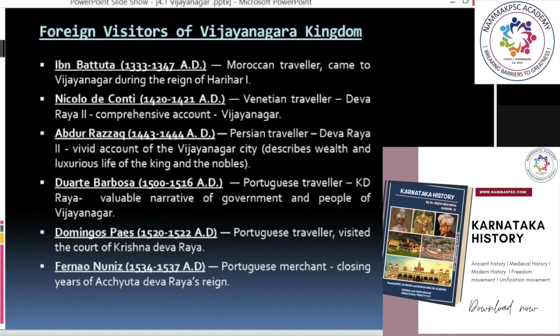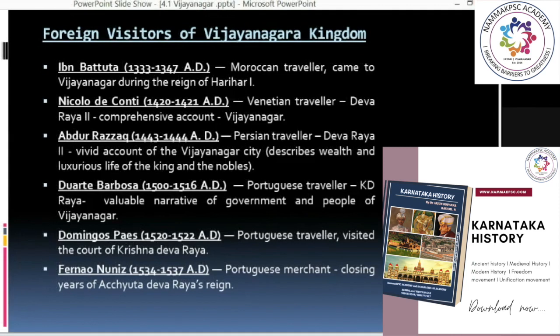He gives a valuable narrative of the government and people of Vijayanagar. Government and people means Barbosa has spoken about the structure of administration. So how punishments were inflicted by the king for any kind of crime in the city is given, and also the setup of the court is given by Barbosa. Then comes Domingo Paez. All right. So these are the foreign visitors who gave brief descriptions of the Vijayanagar kingdom.